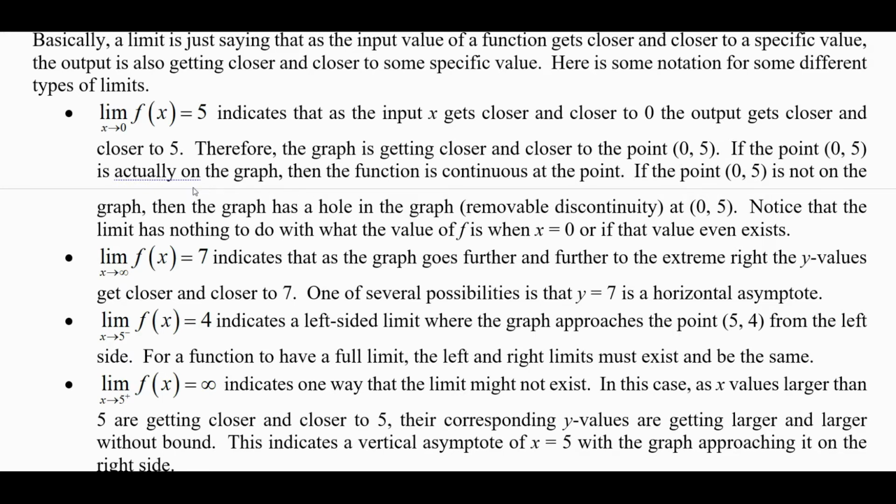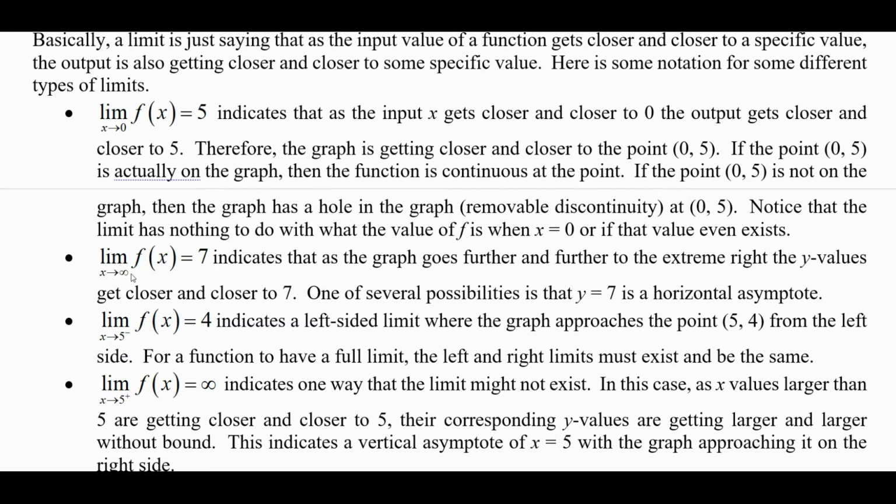If the point (0, 5) is actually on the graph, then the function is continuous at that point. And if the point (0, 5) is not on the graph, then the graph has a hole, also called a removable discontinuity at (0, 5). But notice that the limit has nothing to do with what the value of f is when x equals 0, or if that value even exists. The function may not exist there, or it may have a different value than 5 at that point. And that's okay, it has nothing to do with the limit. It's what's happening near x equals 0. We can also do limits going to infinity or minus infinity.